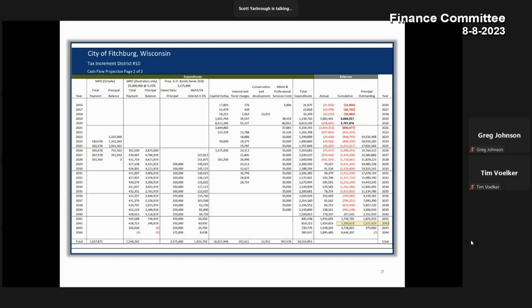So again, this shows that the TID district could close potentially a few years early, but the district's really intended to be in place to help fund those improvements long term. So again, TID 10 is just an amendment, adding territory and increasing the eligible project costs. That's the overview of TID 10.